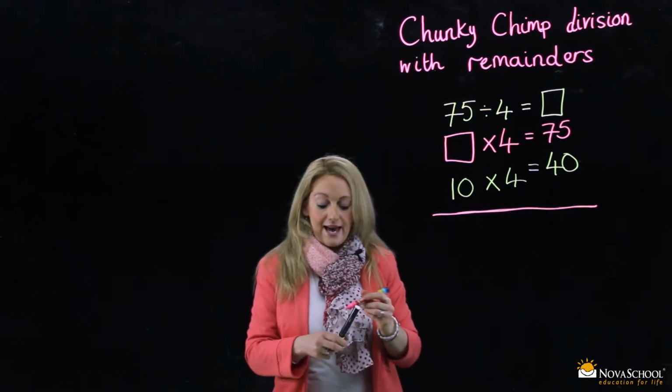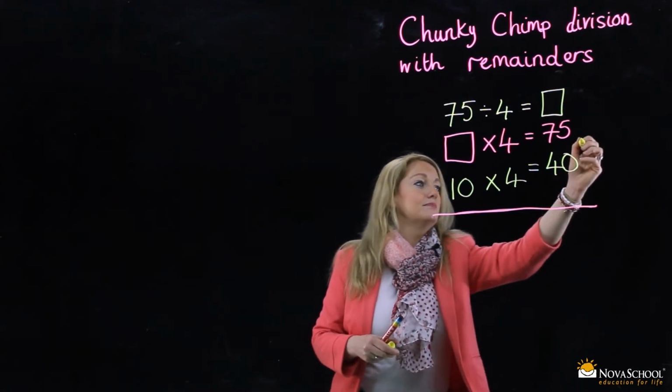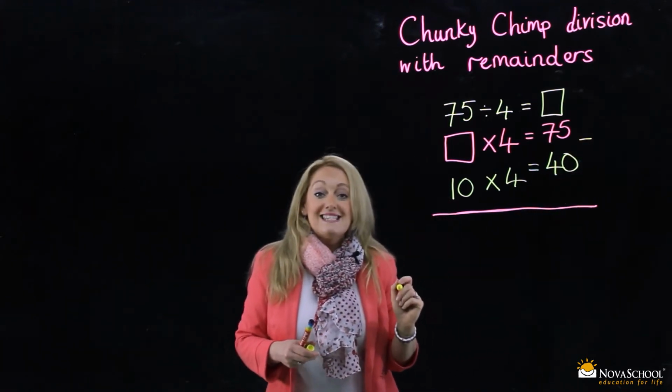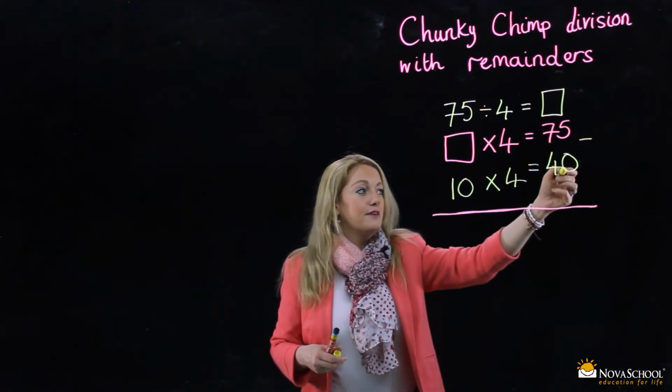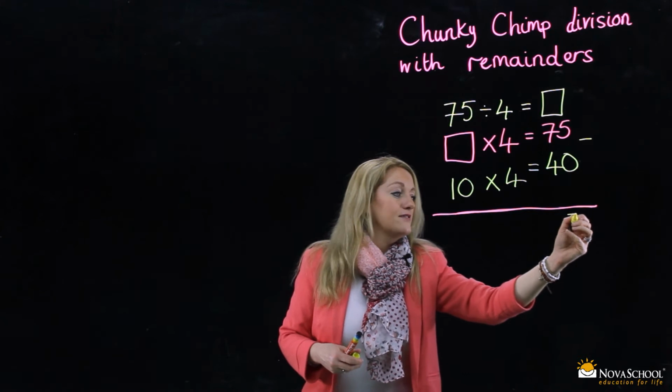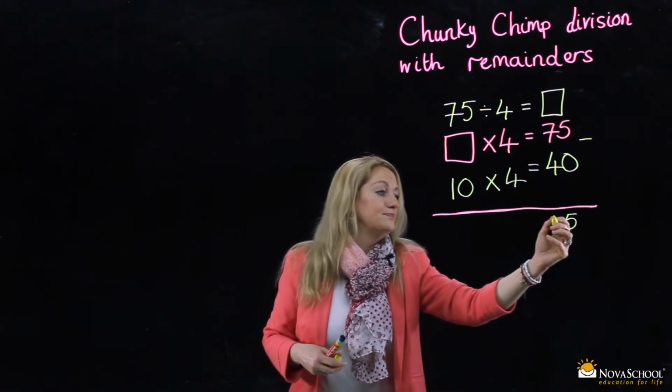Now what do we do next? Subtraction. Let's pop in our subtraction sign. 75 subtract 40. Are you ready? 5 subtract 0 is 5. 7 subtract 4 is 3.